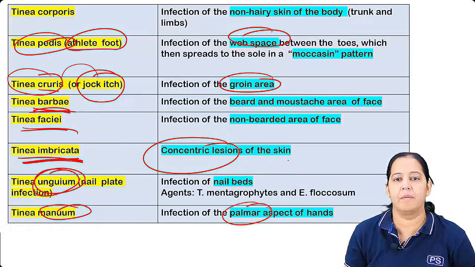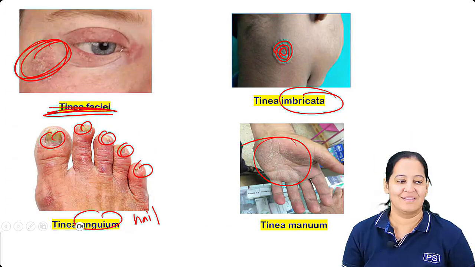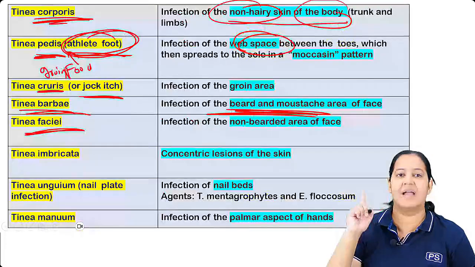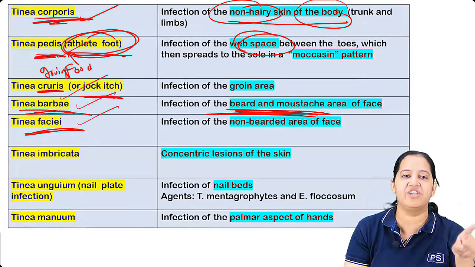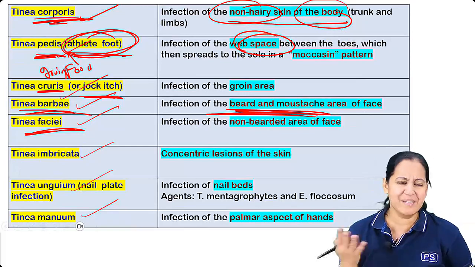It is on the palm. So, ringworm infection of the palm. Just learn the location. Please, that's it. I have put the diagrams also for you to learn. I told you tinea capitis, then tinea corporis, tinea pedis, cruris, barbae, faciei, imbricata, inguinum, manuum. You should tell me the location where they are. So we get simple questions on that.